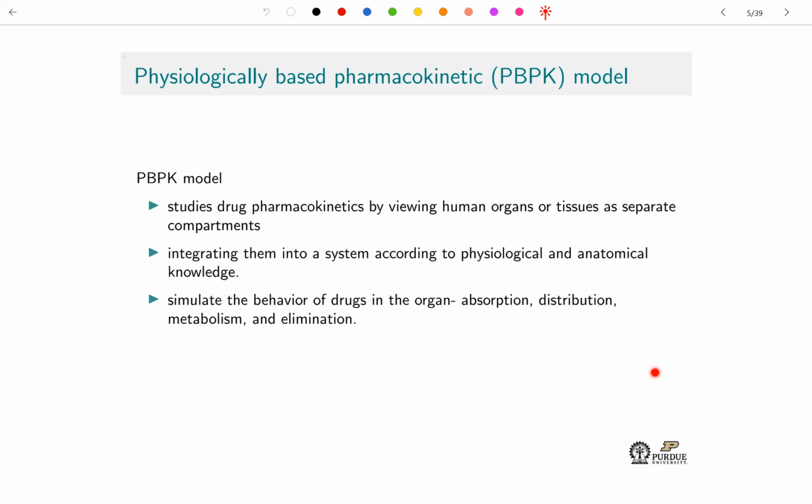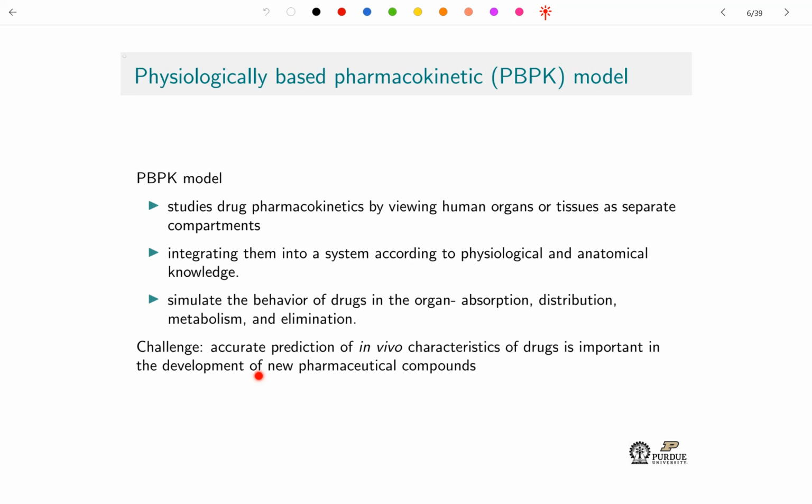Now, what is PBPK model? PBPK model studies drug pharmacokinetics by viewing human organs as separate compartments and integrating them based on physiological knowledge. The behavior of drugs, absorption, distribution, metabolism, and elimination can be simulated. So even toxicity can be simulated these days.